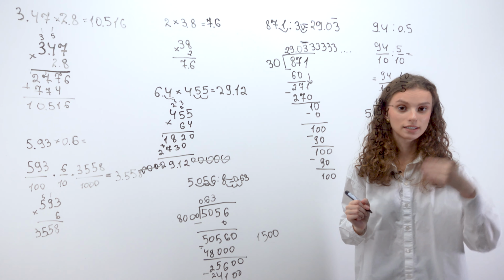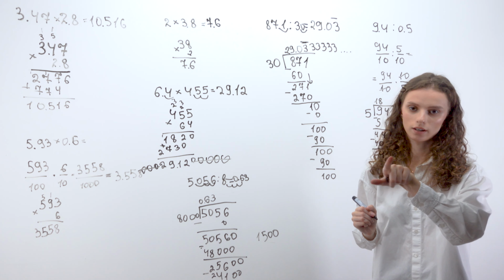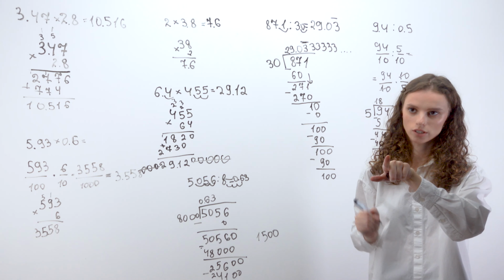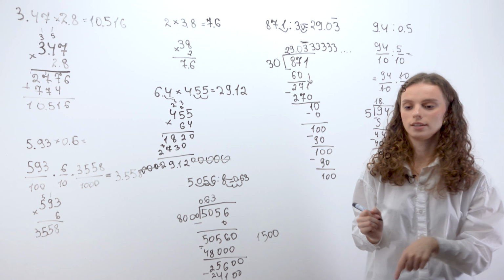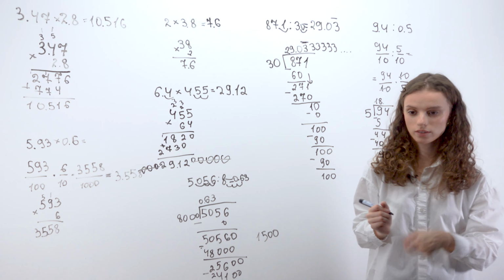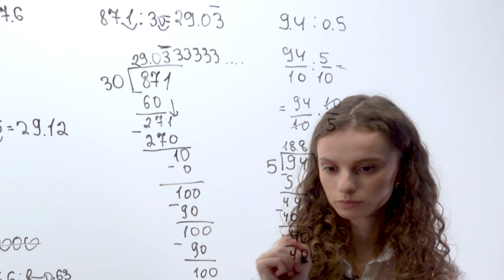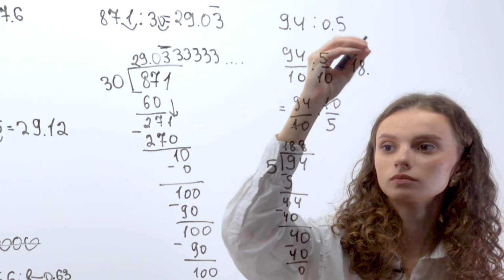Now, before I continue, I see that I need to add an extra 0. If I want to add an extra 0, it means I need to put a decimal point. And now 40 divided by 5 is going to be 8. And our final answer is 18.8.